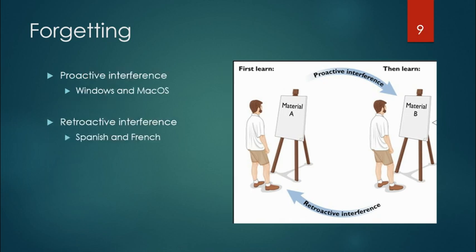Those are some examples from my own life. Proactive interference: I learned how to operate a computer first on a Macintosh, and then I learned how to operate computers on a Windows operating system. My ability to use a Windows machine was actually hampered by my past experience with a Macintosh computer. So in that example, the interference was moving forward in time, so that was proactive. We'll skip that second example there. Moving on.